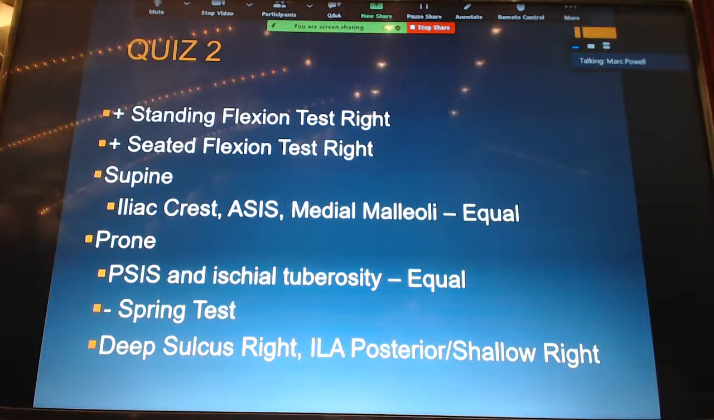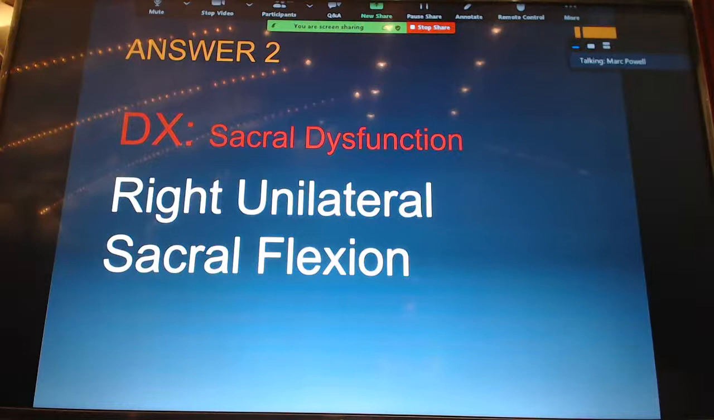Then I go walking myself down to the ILAs. Now that ILA, what they call is more shallow or posterior. So, right-sided here, it means it's coming up towards me. It's shallow or more posterior. So, here's my sacrum. I'm like this. Deep sulcus was on the right. My ILA was a little bit higher, right? So we know it's a sacral issue, sacral dysfunction. They have a right unilateral sacral flexion.